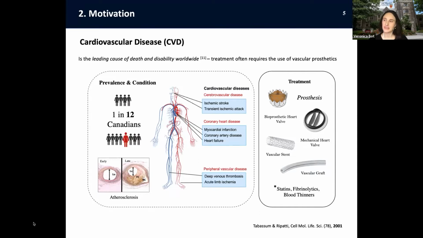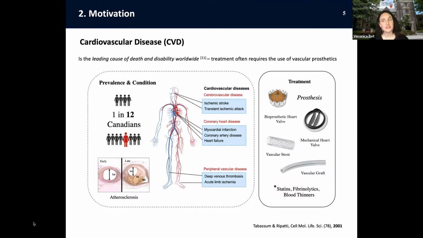So CVD is an umbrella term. It describes dysfunction of blood vessels in the heart. This could be a range of conditions. The common denominator here is that most of these conditions arise from the narrowing and thickening of small and medium diameter arteries due to atherosclerosis, which is the buildup of fatty deposits and fibrotic plaque.